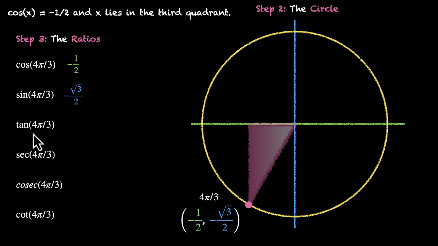Let's do that. Tan is sine by cos, that's root 3. Sec is reciprocal of cos, that's minus 2. Cosec is reciprocal of sine, that's minus 2 by root 3. And cot is reciprocal of tan, that's 1 by root 3. So we have all the ratios and we also know the value of x.